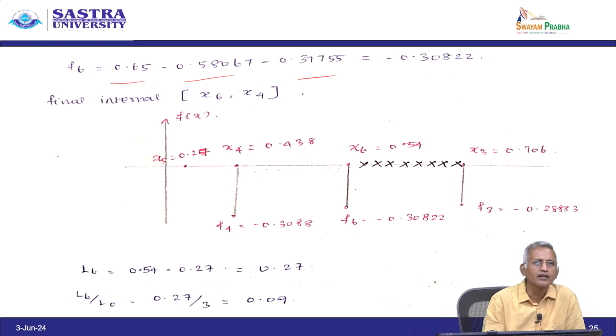Therefore, L6 equal to 0.54 minus 0.27, because of x5, x6 minus x5. So, that 0.27 will come. Now, we have the Golden search idea: L6 by L0 equal to 0.27 by 3, which is equal to 0.09.